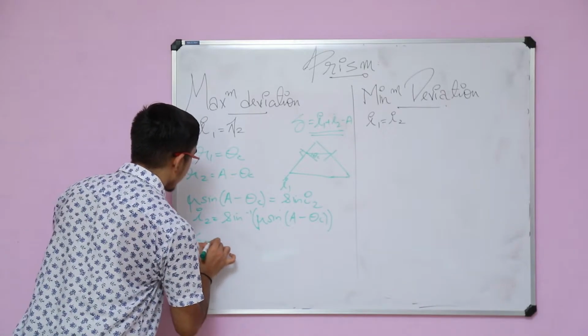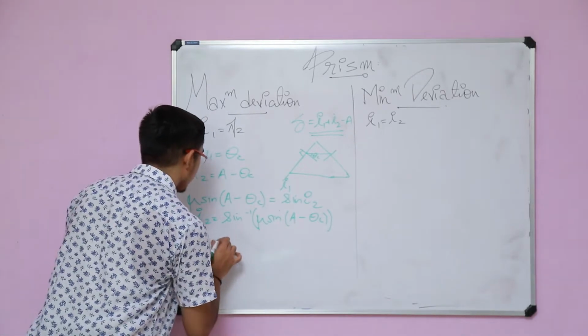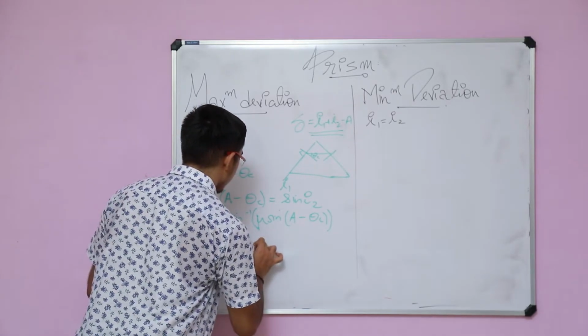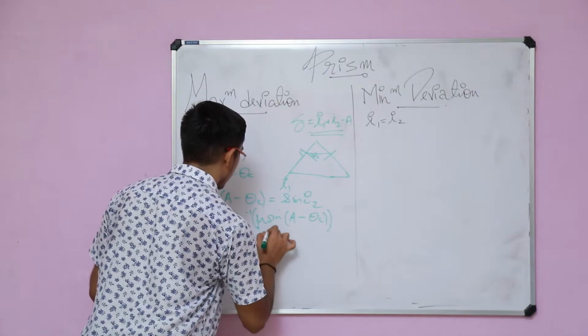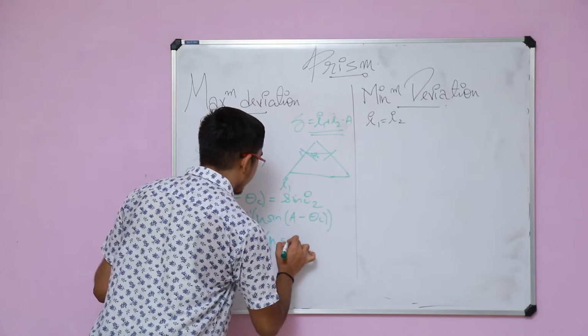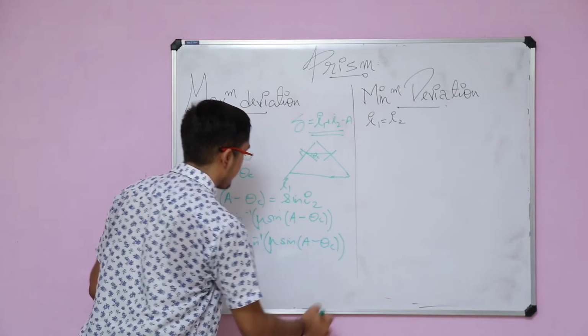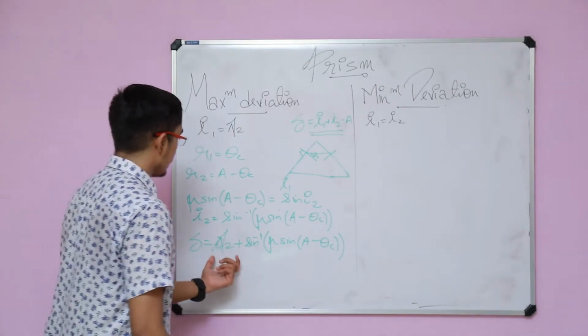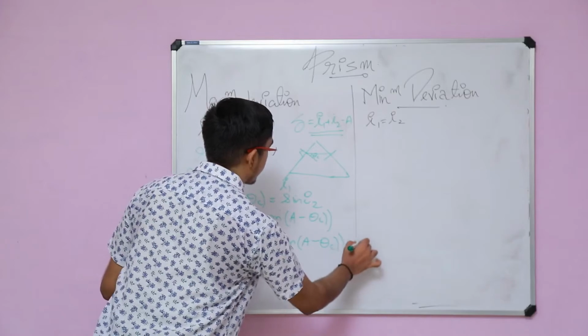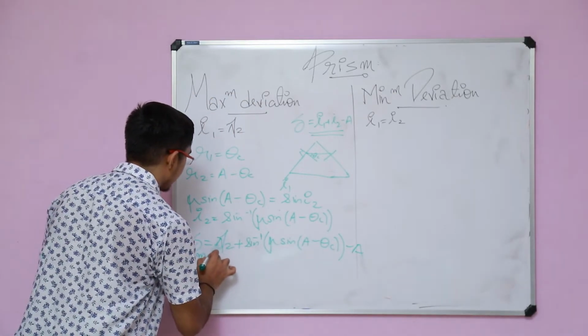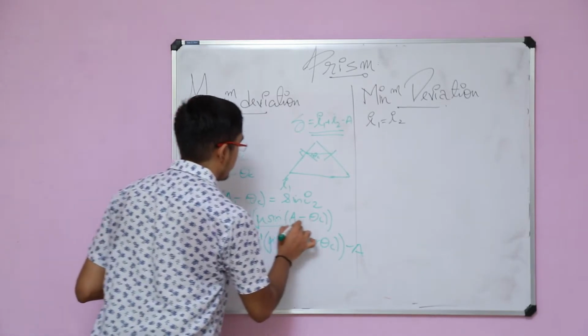So delta is equal to I1 is equal to 90 degree. So that is pi by 2 plus of sine inverse mu sine A minus of theta c, right? So that is this. Now minus of A is also present over there in the equation. So that is all we can derive, and this is the delta maximum. So this is the equation for maximum deviation.